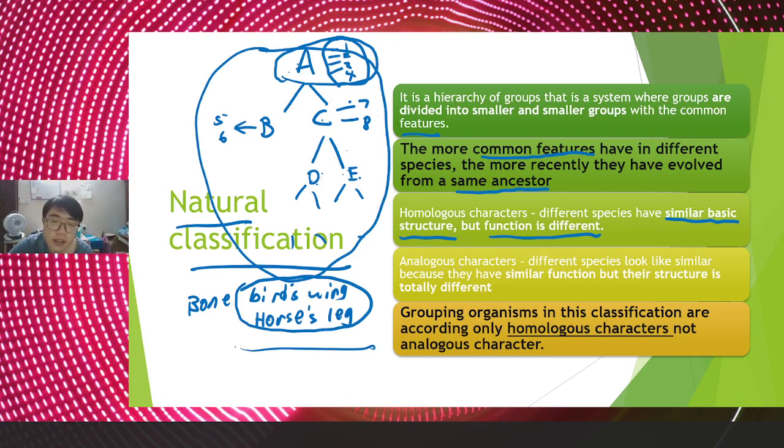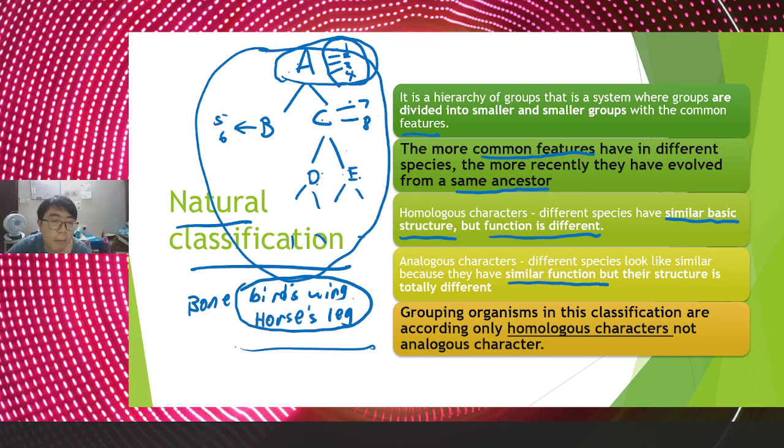Okay, and then another one is analogous character. So different species, totally different species, look similar because they have similar function, but their structure is totally different. It means totally different species, but the function is the same. They look similar, but the structure is totally different.